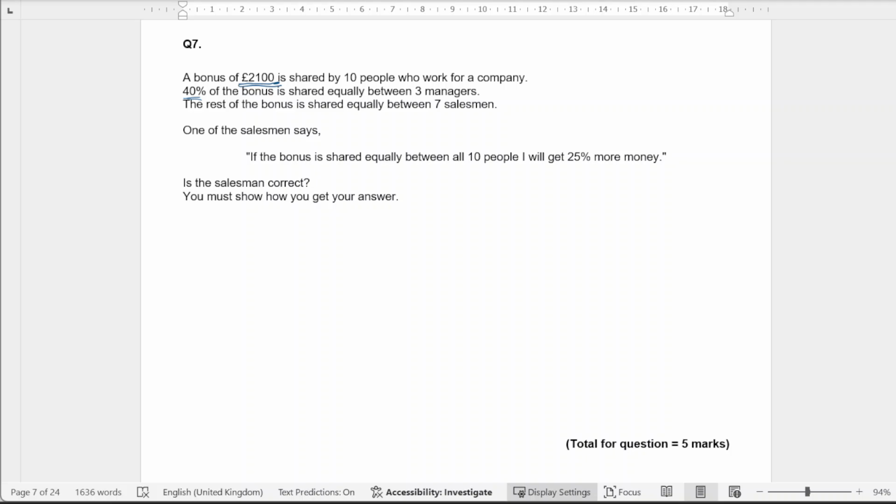I'm going to start by trying to break it down to work out how much each salesman gets paid. So to do that, I split between the group of 3 managers and the group of 7 salesmen, splitting the money in the ratio of 40% to 60%. So if the money is 2,100, I would say that 10% is going to be equal to 210. So 40% would be 4 times that, so 4 times that would be 840. So the managers are going to get £840.